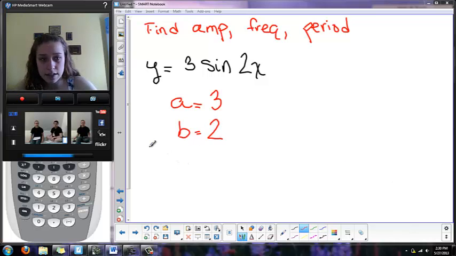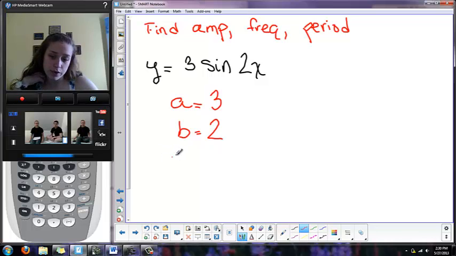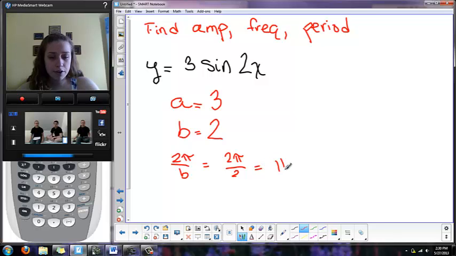And then the last thing is the period. And the period we figure out by doing 2 pi over b. So in this case, our b is 2, so 2 pi over 2, which is just pi. Remember, the period is how long does it take for me to see one curve, just one curve, and it takes apparently pi radians to see one curve.